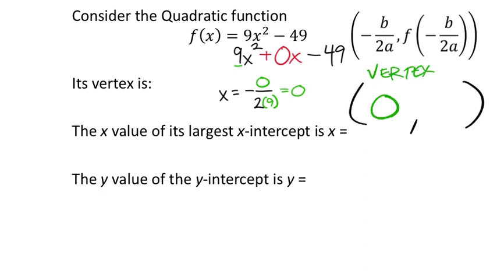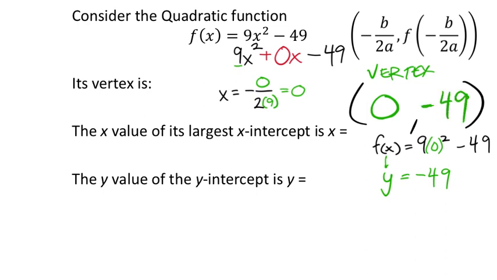Well, if x is 0, then I go back to the equation here. This is solving for the corresponding y value. So I take my equation, which is f of x equals 9x squared minus 49, and I simply replace the x with 0. And this would tell us that f of x, which is really just y, equals 9 times 0 squared minus 49, which is just negative 49. So I get a vertex of (0, -49). So that's my vertex. We just found it. I'll box it in.